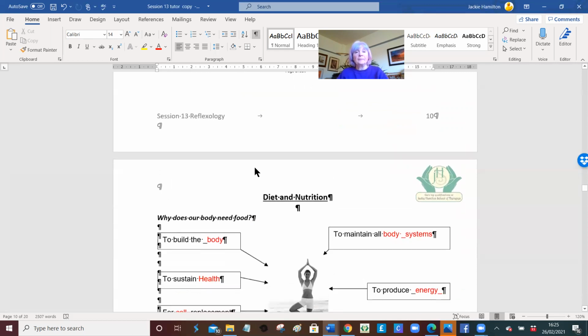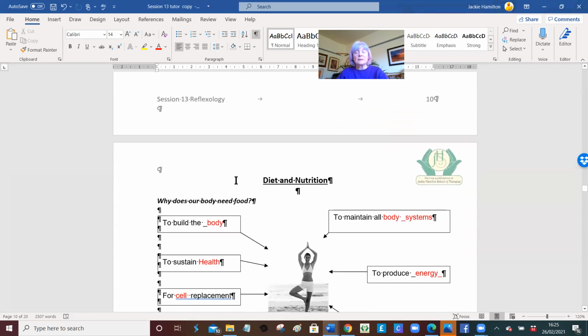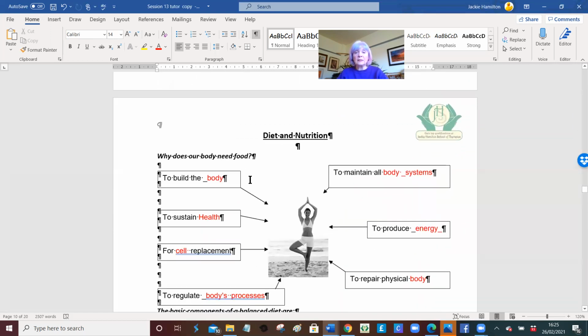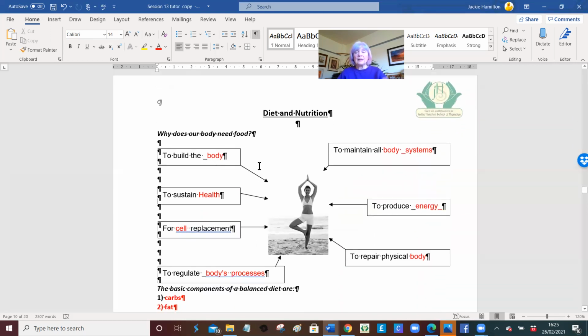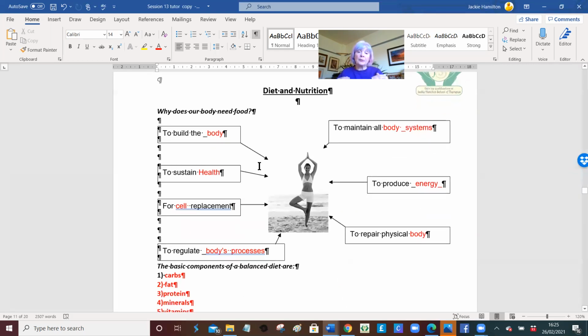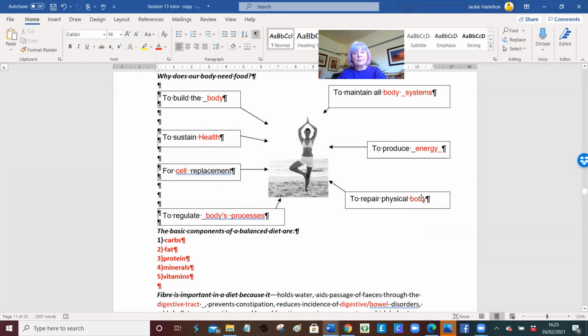So now we're going to go on to diet and nutrition. Why does the body need food? We need the food to build the body, to build our muscles and bones, and to maintain our body systems, to produce energy, to repair the physical body, for cell replacement, and to regulate our body's processes, because different food helps the hormones, different food helps build up bones, different food helps the nervous system. They all work together to help our body.